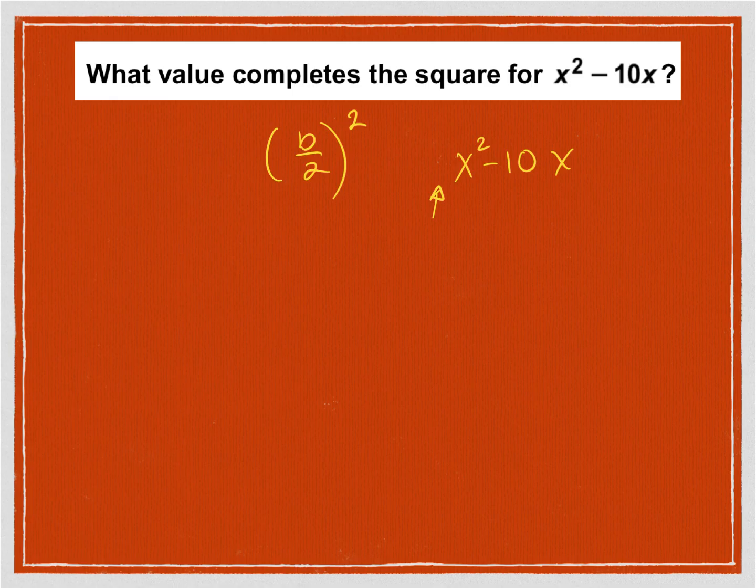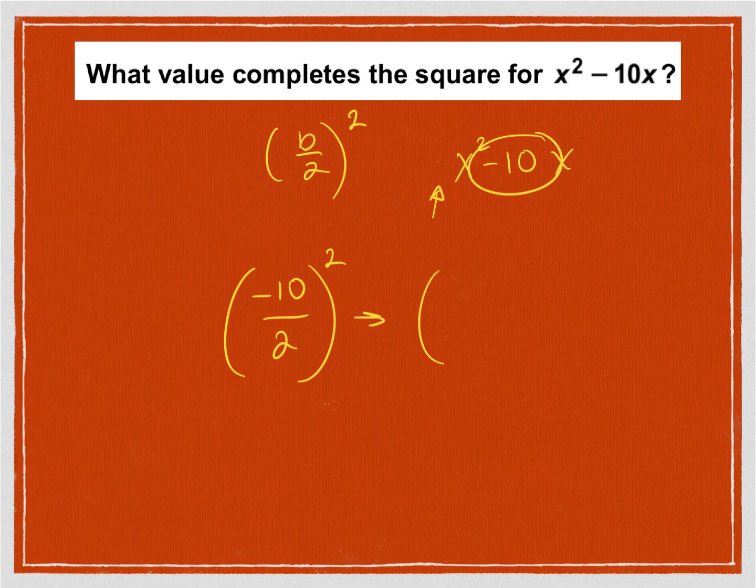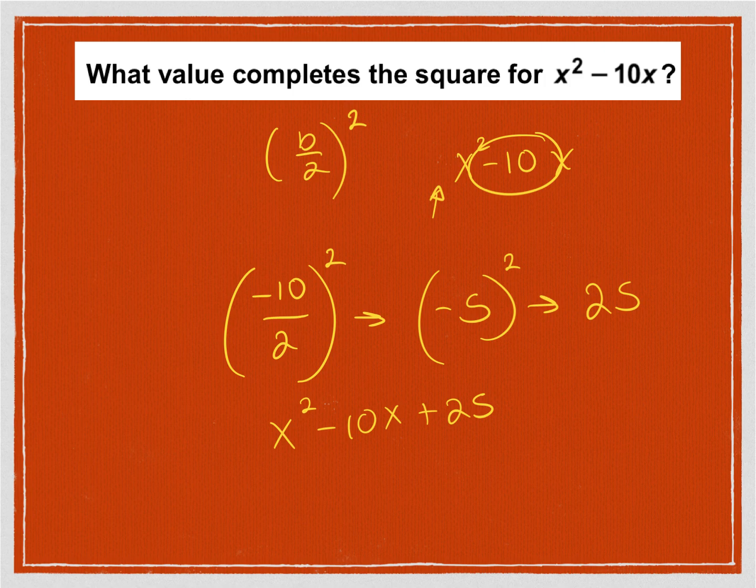We don't have a c, so for now we're just working on finding the first step, which is finding the b over 2a. Your b is negative 10, so you would do negative 10 over 2 squared. This becomes negative 5 squared, which is 25. So you get x squared minus 10x plus 25. You would add 25 to both sides of the equation. In this case it's not an equation, we're just finding the (b over 2) squared, and that will make it a perfect trinomial.